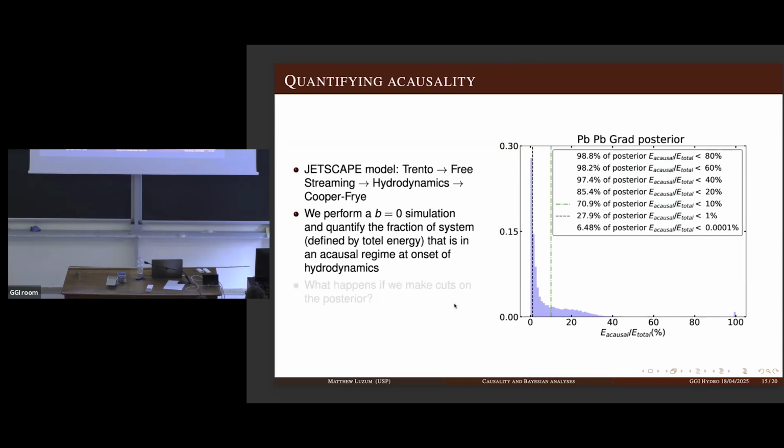So okay, here's this actual JETSCAPE analysis. Now we just, the one that was originally done without any reference to causality. Here is the posterior distribution. So this is how much of parameter space has a certain amount of acausality, which we quantify in the following way. We just take one single simulation at each point in parameter space, zero impact parameter, and then we quantify how much of the system is in an acausal regime. We define it by the total energy.